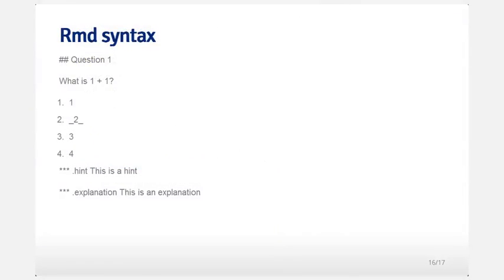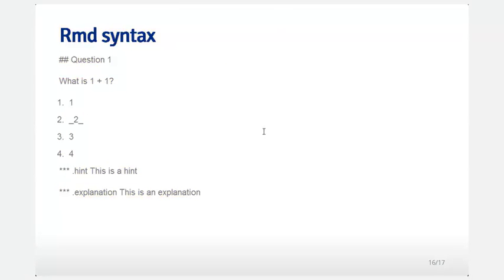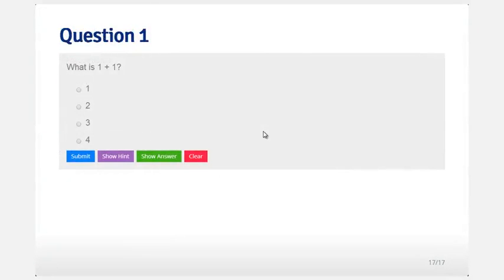So here's the R Markdown syntax. I would just write question 1, what's 1 plus 1? I would say, here's my set of answers, and I put the underscores around 2 here because that's the correct answer. I put a hint of this form, and I put an explanation of this form, and that's the slide syntax that I would use. And then it looks like this when it comes up.